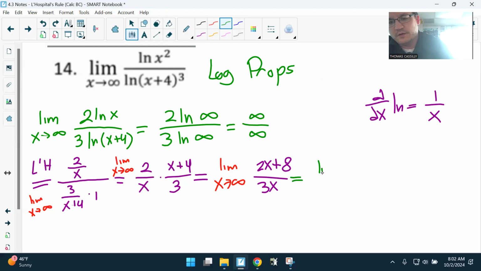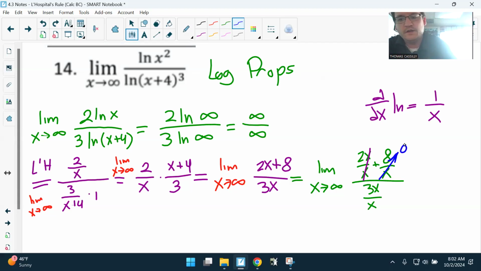I think I mentioned this, I think this was the second problem in this video. I'm going to go ahead and divide everything by an x, because that's the biggest exponent here. So this is 2x over x plus 8 over x, all divided by 3x over x. And you're going to notice these x's cancel out. This term goes to 0 as x approaches infinity. These x's cancel out, so we are left over with 2/3. So the limit on this guy is 2/3.